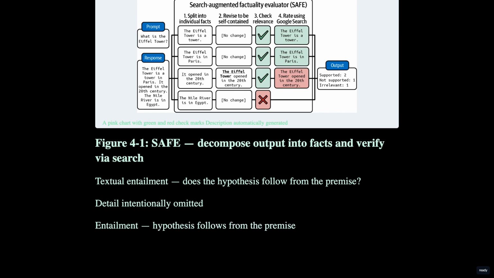Entailment means the hypothesis must be true whenever the premise is true. In other words, every situation that makes the premise true also makes the hypothesis true. It's a one-way logical implication from premise to hypothesis.